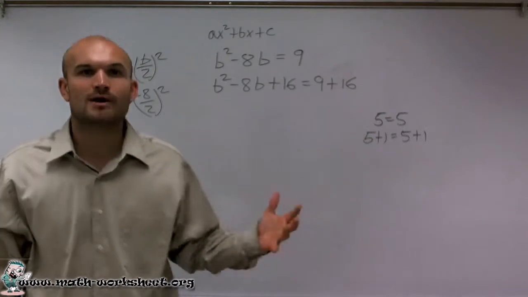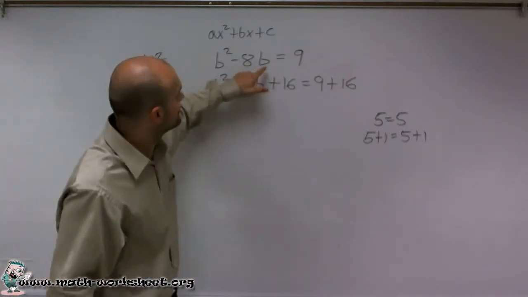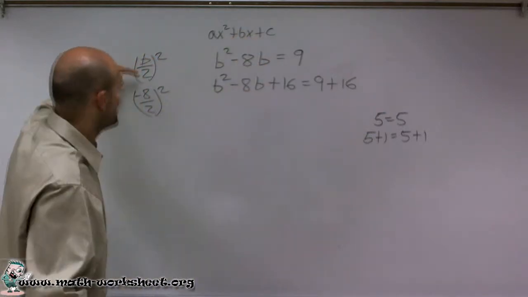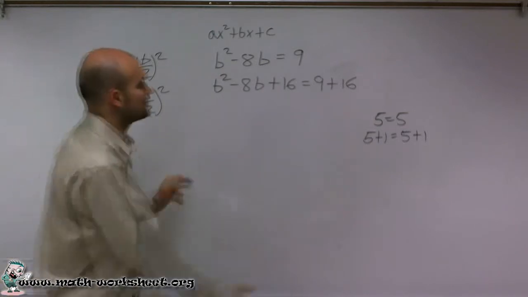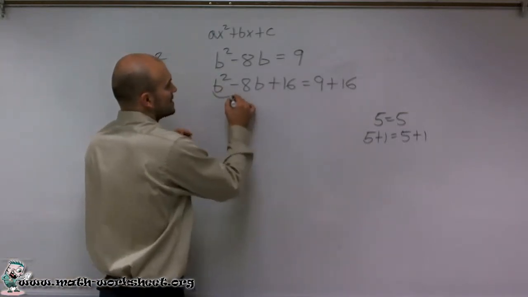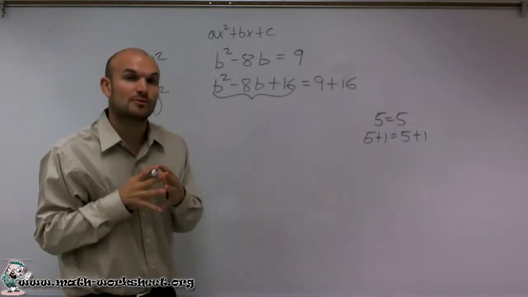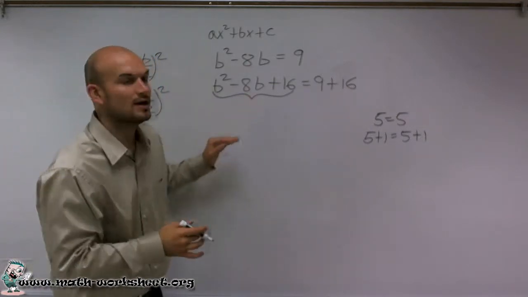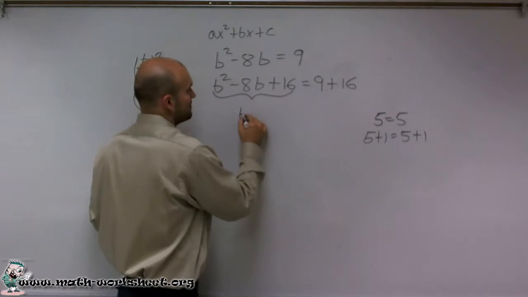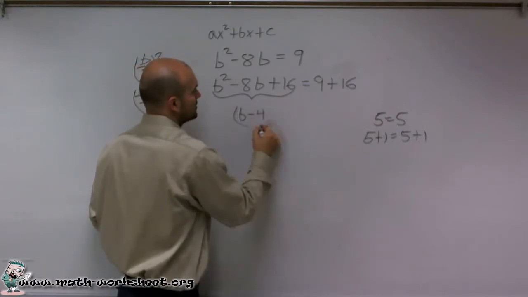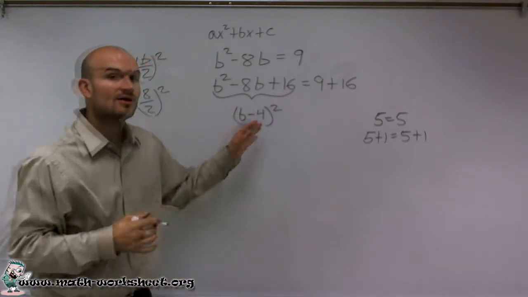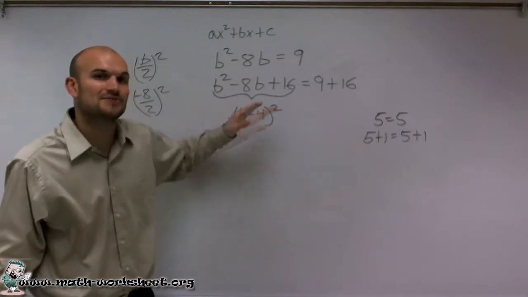Now, why do I want to add 16? Why is this 16 so special? Why is this b divided by 2 so special? Because now, if you look at this trinomial, it's a perfect square trinomial, meaning that I can rewrite this as b minus 4 squared. I can now write this as a binomial squared.